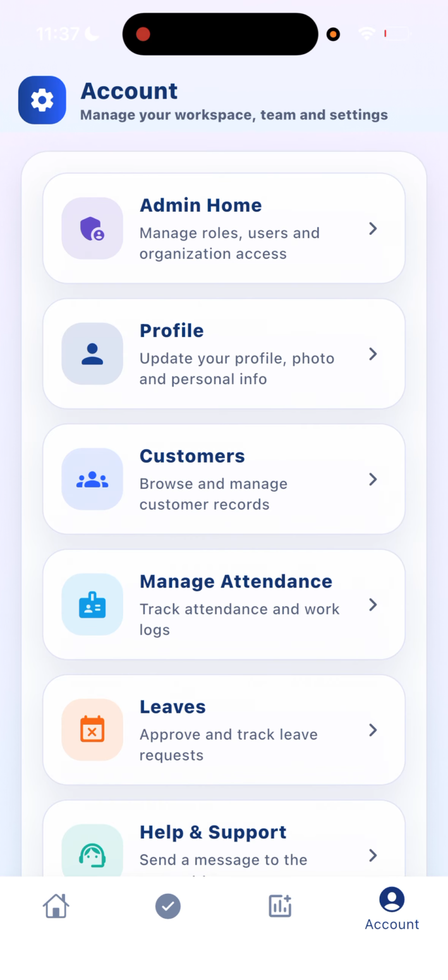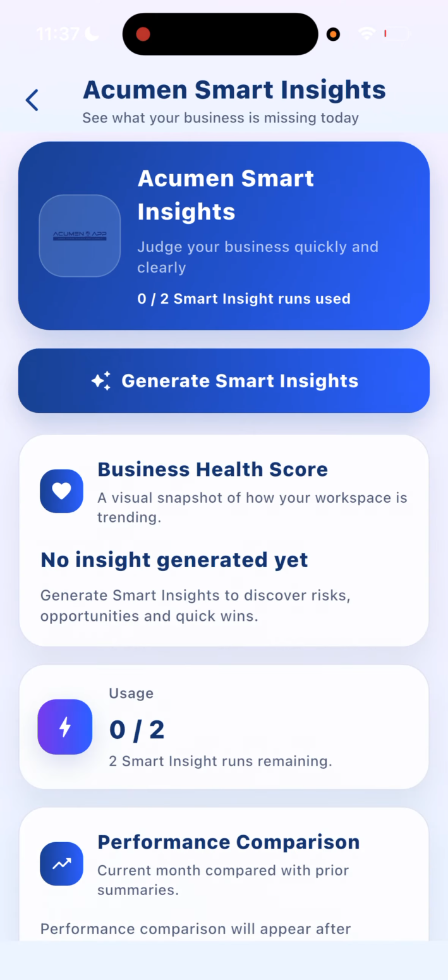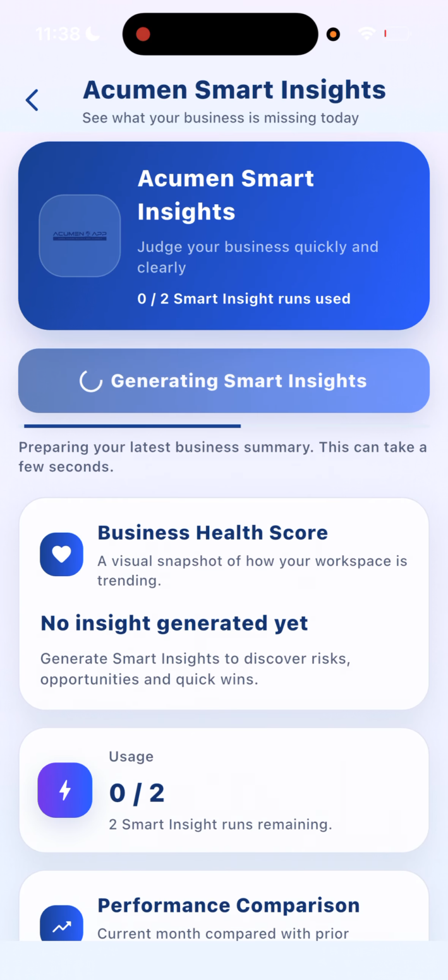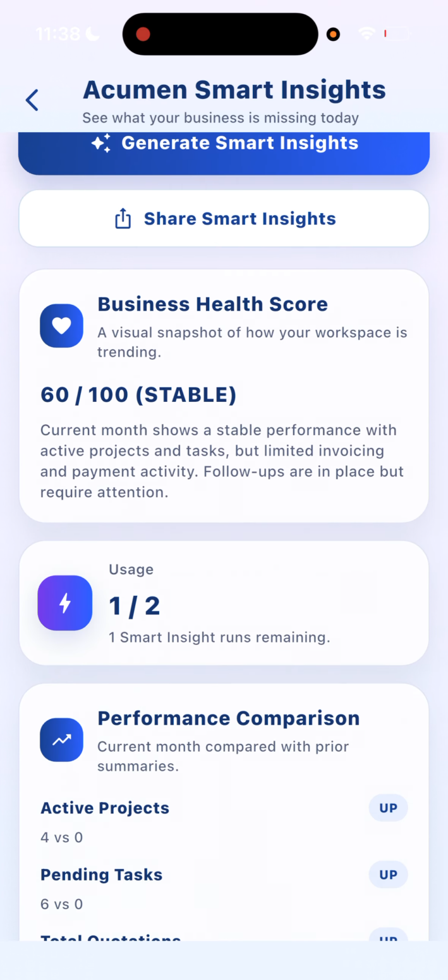Now let me go to Acumen Smart Insight and let's run it, to see how it generates suggestions for us. So now the AI has started analyzing the data, and it will give us the best things we can do to improve our health score. Business owners should keep their health score at least between 90 and 100, because it shows how stable your business is and how you are going on.